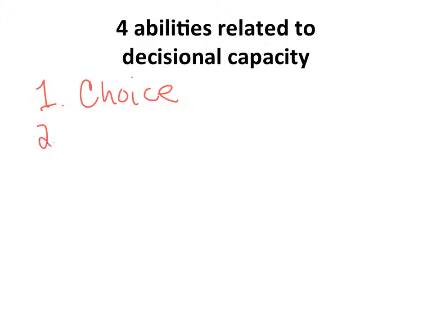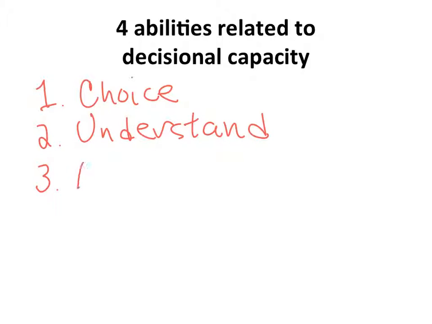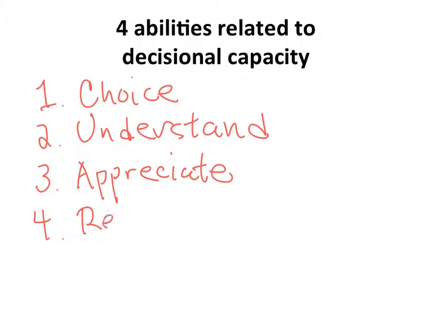Number 2, the ability to understand one's condition and proposed treatment. Number 3, the ability to appreciate a situation and its consequences. And number 4, rational reasoning, the ability to demonstrate a thought process that we can recognize as rational, even though we don't necessarily need to agree with it.